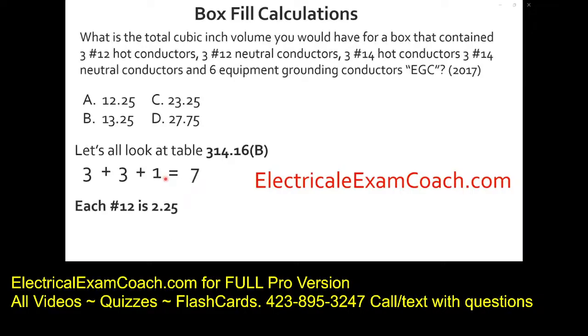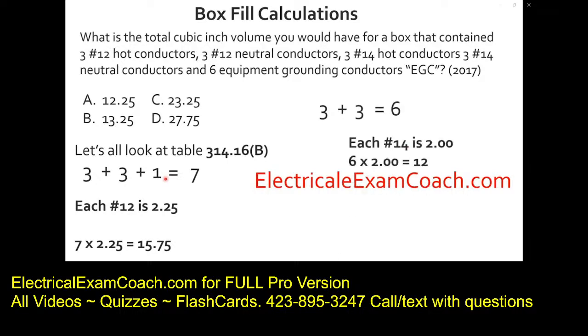We take and bear that math out. Now let's deal with the 14s. We had 3 hots, 3 neutrals, don't have to deal with any grounds, they've already been dealt with. We take and bear that math out, total the 2 together, and we end up with 27.75 cubic inches. Now let's move on to the 2020 and the 2023.